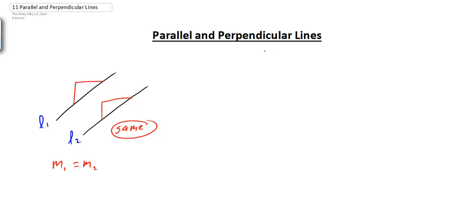Now, what about perpendicular lines? If we have perpendicular lines, that means we have two lines that cross at a right angle. So here are two lines that cross at a 90-degree angle. If we want to compare the slope of line 1 to line 2, the slopes are going to be the negative reciprocal.